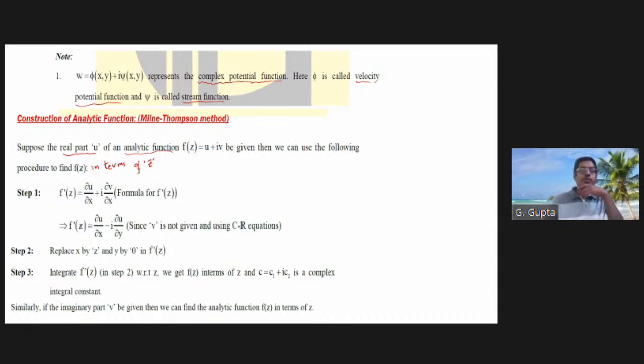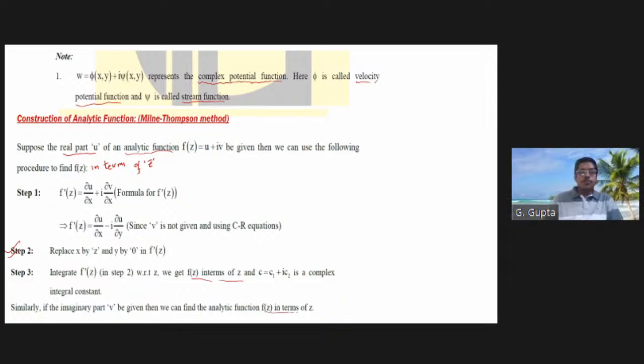Now, step 2 is important. After f dash z like this, replace x by z and y by 0. That means put x equal to z and y equal to 0 in this f dash z formula. You will get, in step 2, f dash z in terms of z. Then integrate f dash z from step 2 with respect to z. We get f of z in terms of z, plus a constant. Similarly, if the imaginary part is given, then we can find the analytic function f of z in terms of z.